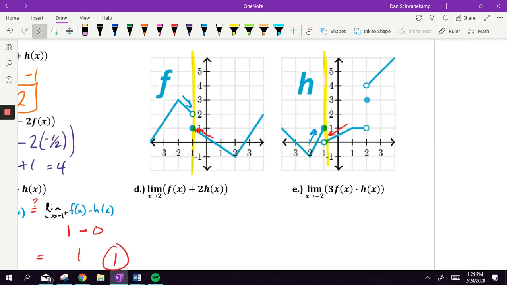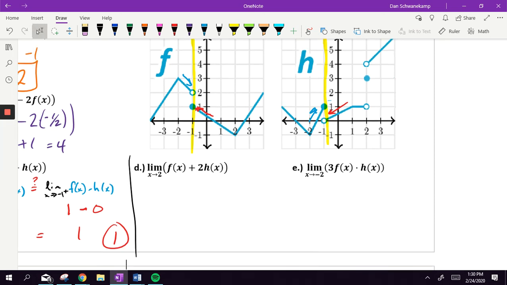Use that same mindset and see if you can find the limit on D. Show me with your fingers. What did you get for letter D? We got some turtles here. We got some D and E's.